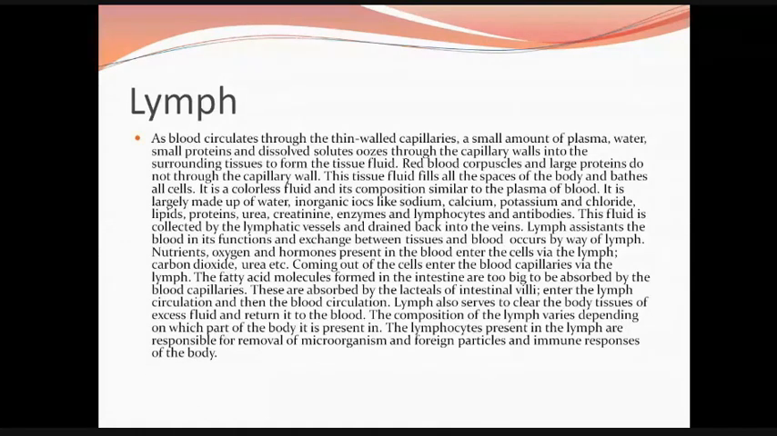Then when we talk about lymph assistance, the lymph assists the blood, and the exchange between the tissue and blood occurs by way of lymph. So that means this lymph is just working as the blood's assistant. Nutrients, oxygen, hormones, all of this present in the blood will enter the cell via the lymph only, because blood is a very smart fellow, it just runs in the capillary only, it does not come out from the capillary.